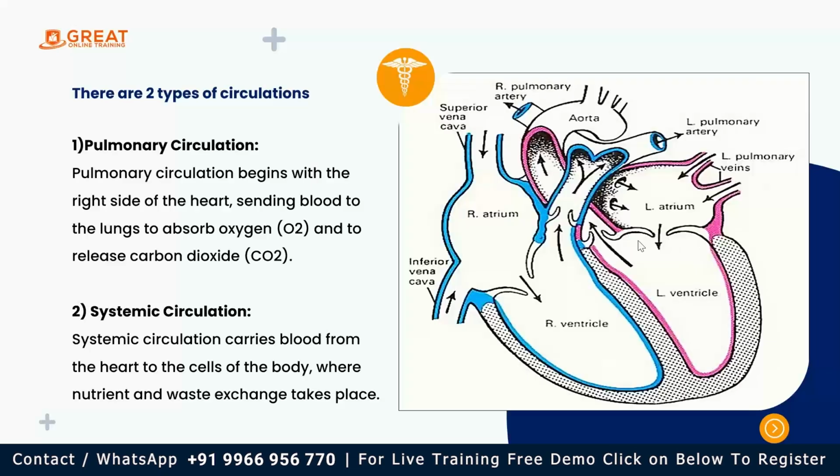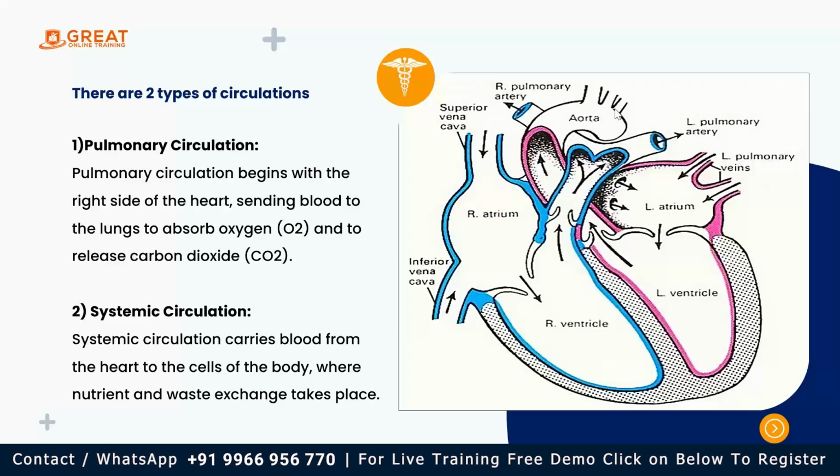This valve is called the bicuspid valve or mitral valve. This is also one question: another name of the bicuspid valve, or vice versa. It is present between the left atrium and the left ventricle. So that oxygenated blood comes into the left ventricle, and then the left ventricle pumps blood for the whole body.